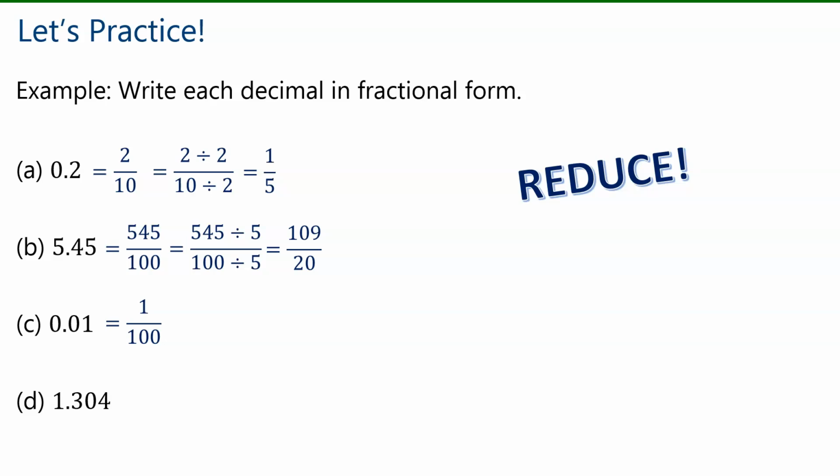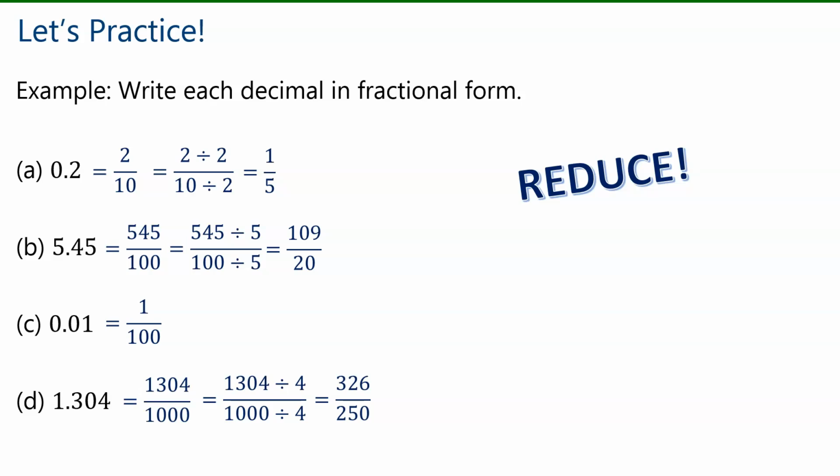And for D, I have 1 and 304 thousandths. So I have to write the number over 1,000. Now we can use our divisibility rules here to figure out what we can divide the numerator and denominator by. They're both even, so you can divide by 2. But if I think about my divisibility rule for 4, I see that the last 2 digits in the numerator and the denominator are divisible by 4. So I'm going to go ahead and divide by 4. Doing that on the calculator, 1,304 divided by 4 is 326, and 1,000 divided by 4 is 250.